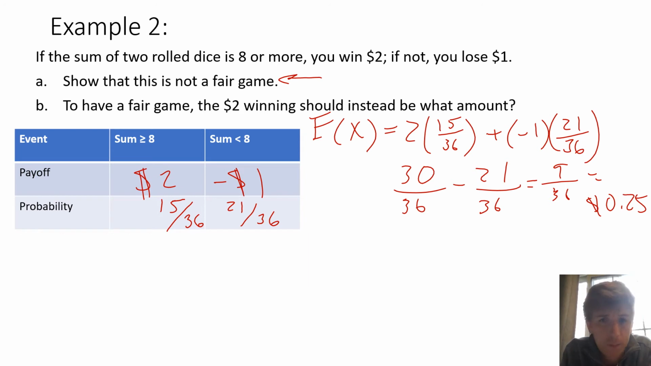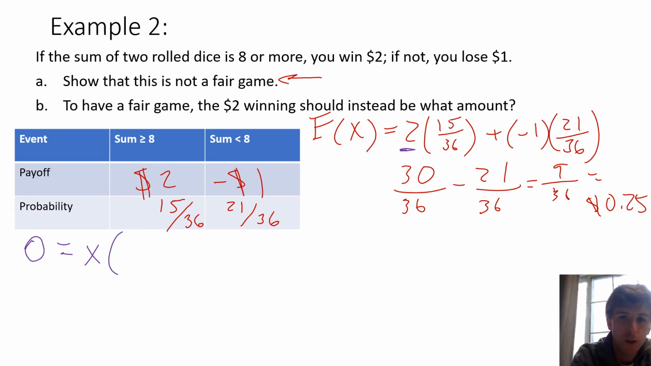All right, so for part B, to have a fair game, the $2 winning should instead be what amount? Okay, so this is basically just got to set up a little equation here and solve. In order to have a fair game, we need our expected value to be 0. So I'm going to set that equal to 0. Change the 2 here to x. I'm just trying to solve for what winning would make this expected value 0. Everything else will stay the same.